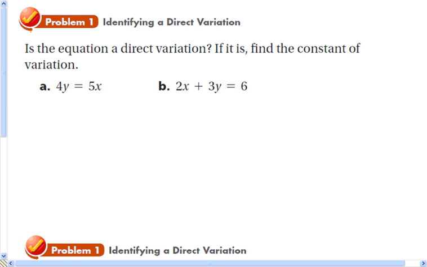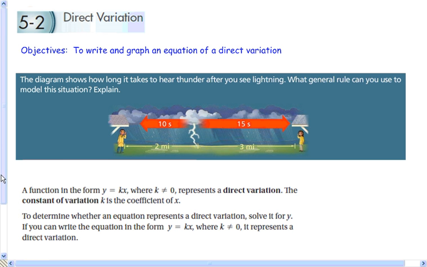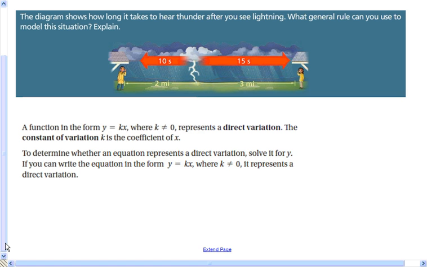All right, identifying a direct variation. Is the equation an equation of direct variation? If it is, find the constant of variation. We should do a quick little review here. A function in the form y equals k times x, where k is not equal to 0, represents a direct variation. The constant of variation k is the coefficient of x.